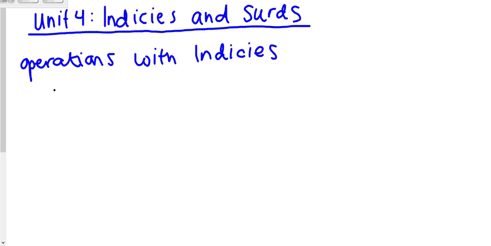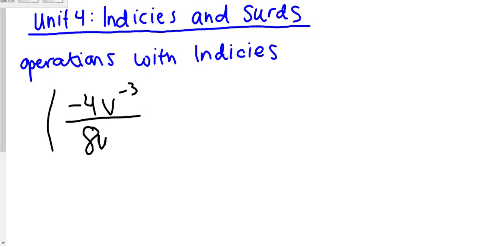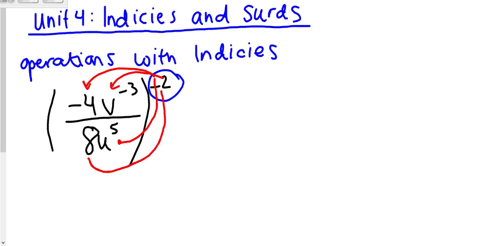So for instance, let's start with this problem. We have negative 4v to the negative 3 all over 8u to the 5th all to the negative 2. Now, when doing this, there are a couple different ways to start. However you want to start, however you see the problem, you can do. I would start by distributing this negative 2 exponent everywhere that it needs to go. So it'll need to go to the 4, the v, the u, and the 8.